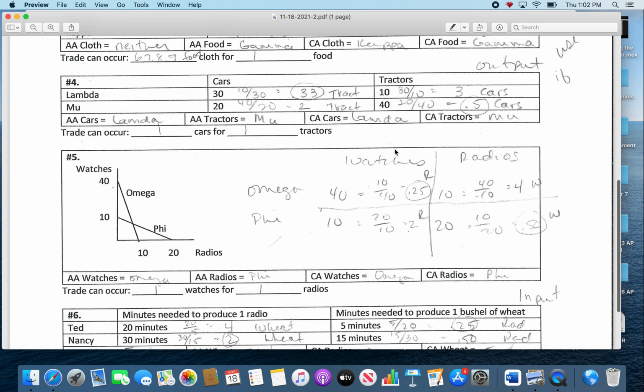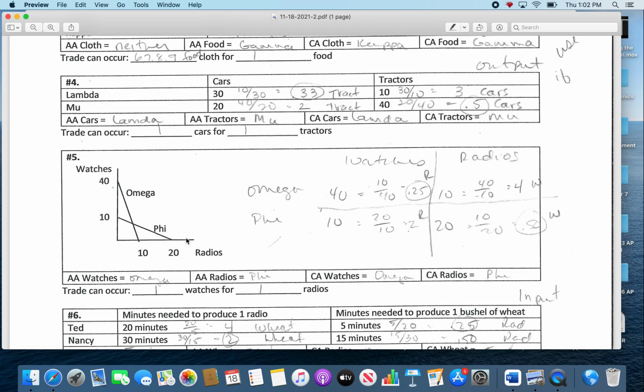Okay, we'll use the products at the top. So this is watches and radios, omega and phi, right here. Omega, if they use all of their resources to make watches, they can make 40. If they use all of their resources to make radios, they can make 10. So here's our 40 and 10. Since it's an output, other is going to go over. 10 over 40, 40 over 10.